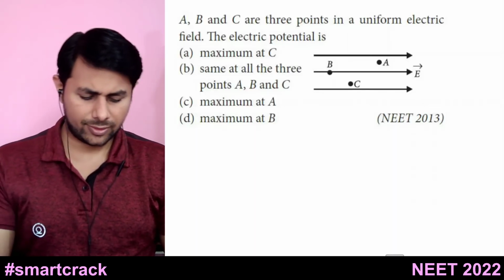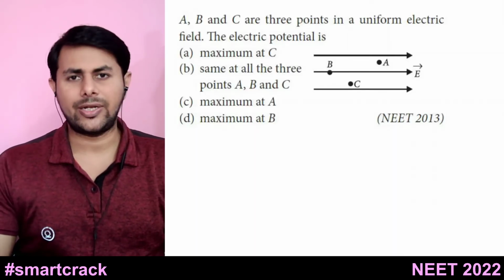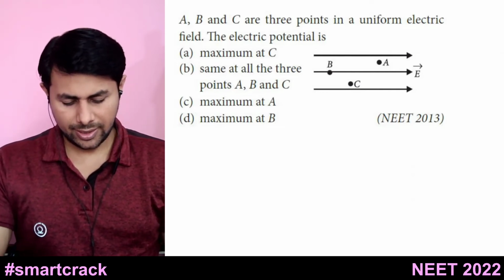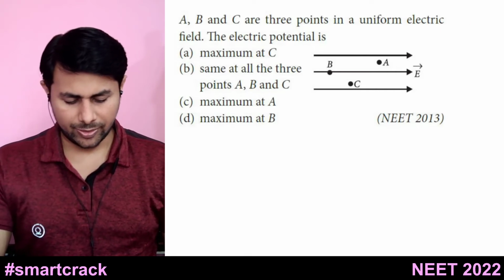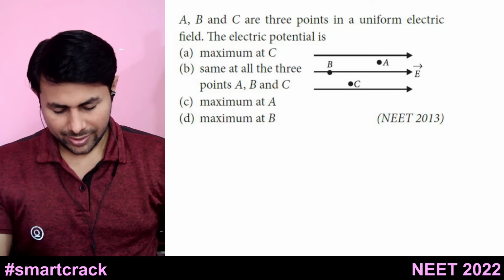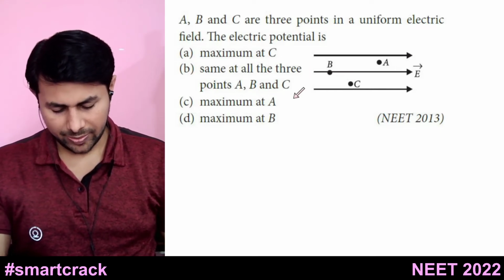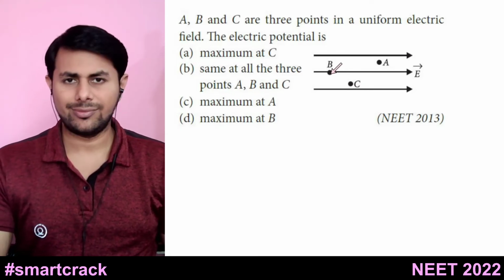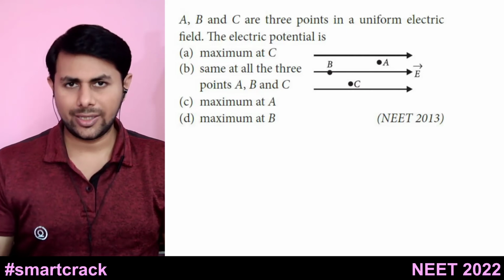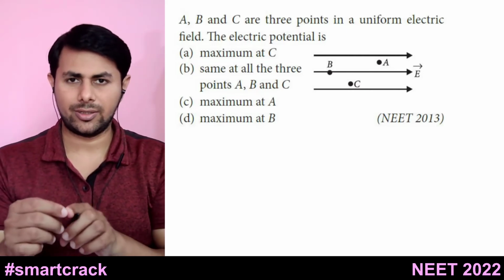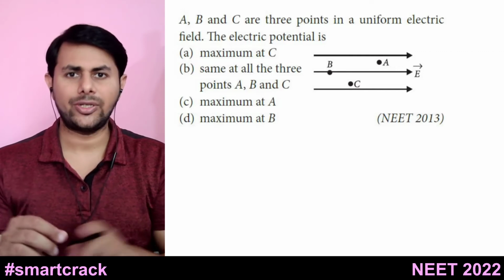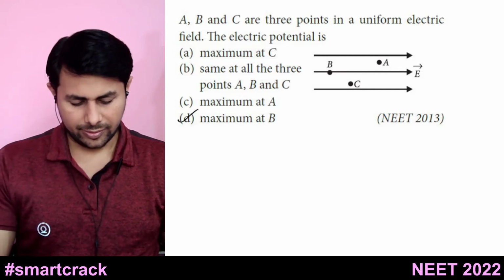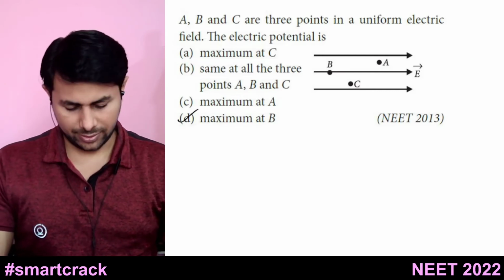All right. So yeah, a little bit of calculations, but otherwise a simple question. Next question. A, B, C are 3 points in a uniform electric field. The electric potential is, okay, maximum at C, same at all 3 points A, B, C, maximum at A, maximum at B. So it is maximum at B, right? We have studied this, that the electric field direction is from higher potential to lower potential, right? So it's maximum at point B and it goes on decreasing. Okay, very simple.